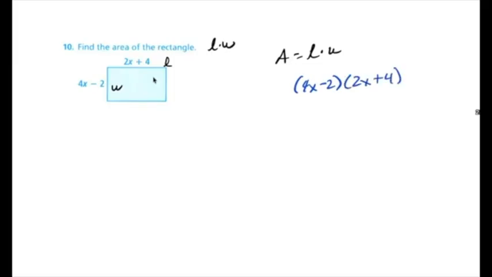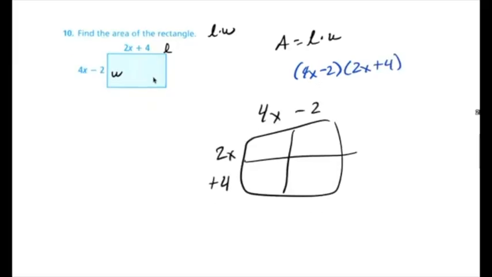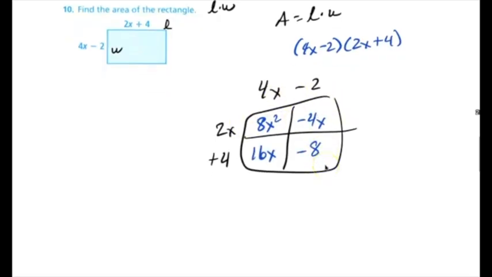Now let's finish off with the area model. 4x minus 2, 2x plus 4. Then we're just going to find the area of each of these boxes here. So this would be 8x squared. 4x times 2x. Over here would be negative 4x. Here would be 16x. And then here would be negative 8. Right, just multiplying terms all around. And then we add up like terms. I'm going to add up this 16x with the negative 4x. And I get 12x. And then we're done. 8x squared plus 12x minus 8. And that's the lesson.